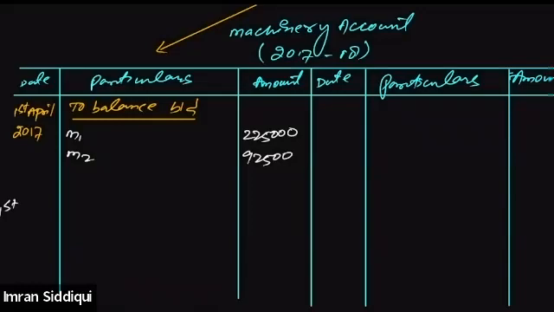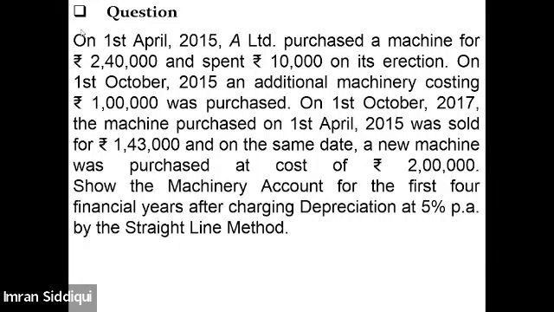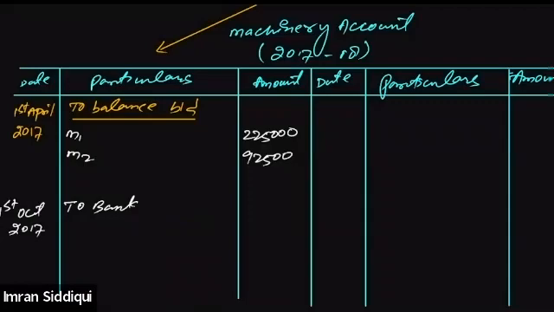On 1st of October 2017, a new machinery is being purchased. So that means bank account will be written over here, to bank account, or you can simply write down to bank. And amount is 2 lakh. The machine value of machine being bought in the year 2017 is 2 lakh. All right, this can be called as machine 3. This is the third machine that the company is purchasing.